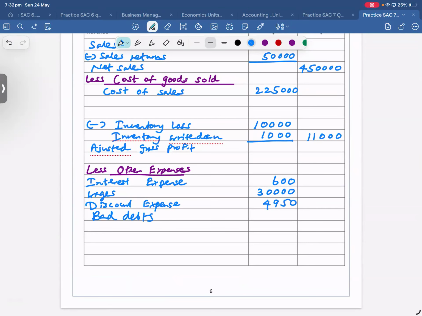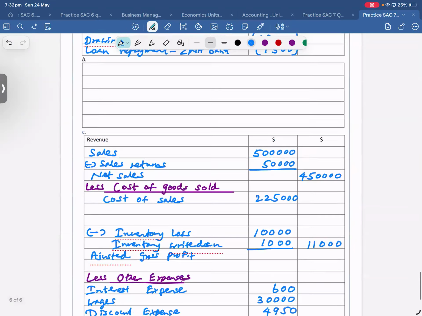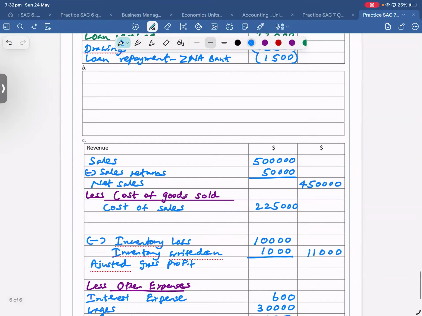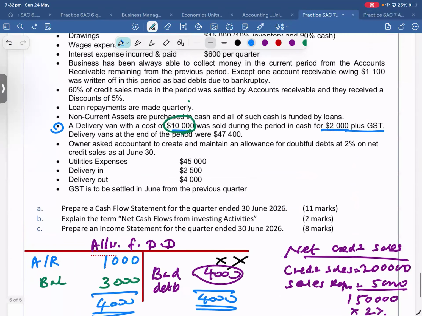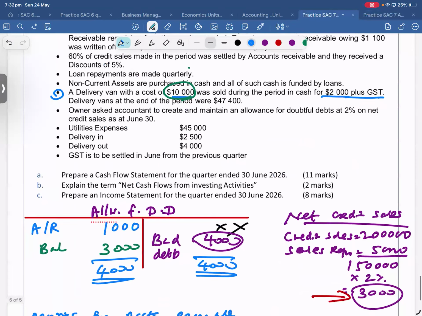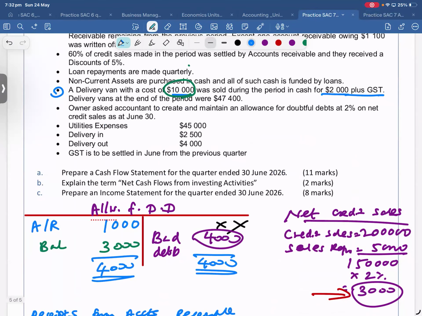And I'm not done. Bad debts 4,000. And then technically that's nothing for the cash flow statement. Then utilities expenses, 45,000. What do you do with the 45,000, guys?